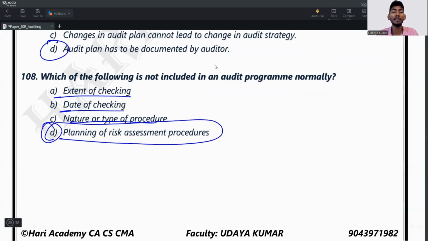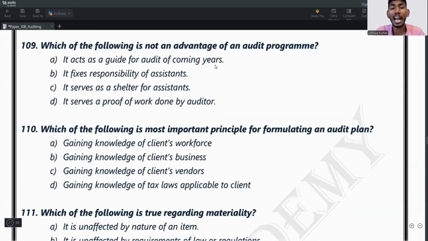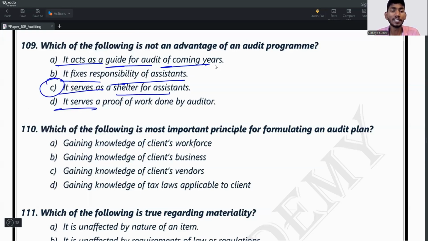So moving to 109. Which of the following is not an advantage of audit program? It acts as a guide for audit of coming years. It fixes responsibility of assistants. It serves as a shelter for assistants. Option D, it serves as a proof of work done by auditor. In our regular classes, we have discussed these advantages of audit program. We discussed all these three points except this: it serves as a shelter for assistants, right? So option C is the right answer.